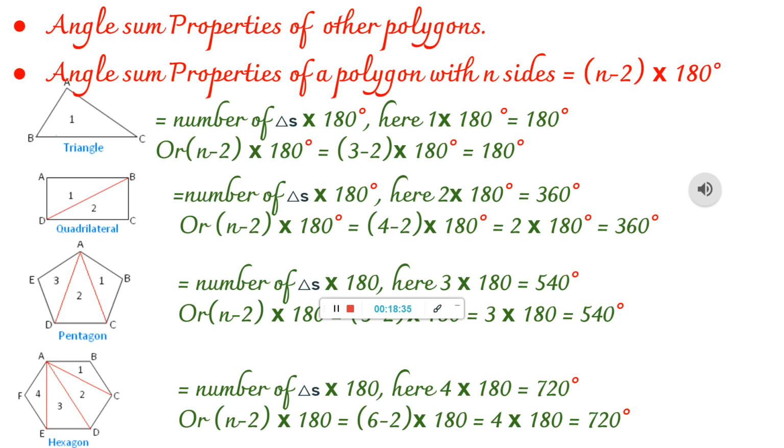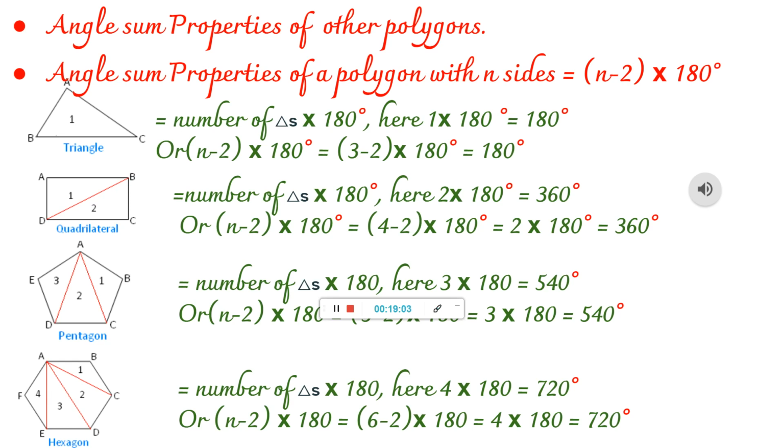Let's talk about a polygon with 6 sides. A 6-sided polygon is called a hexagon. Here also we have to find out the sum of all 6 interior angles. Let's see how many triangles it can be divided into. We can divide a hexagon into 4 triangles. So here the angle sum would be 4 into 180, that is equal to 720 degree.